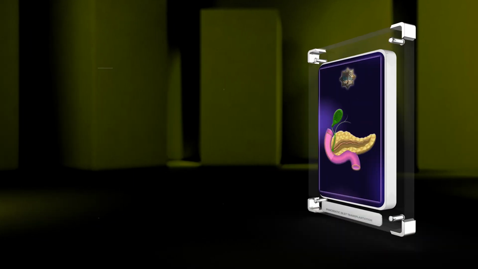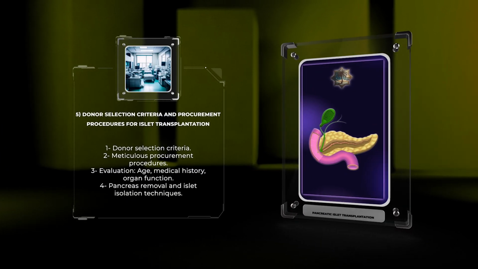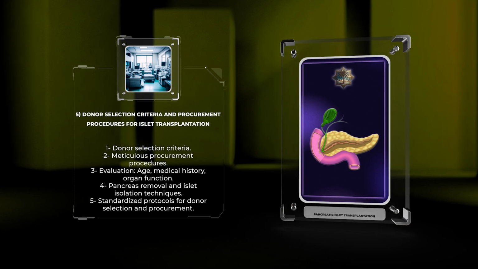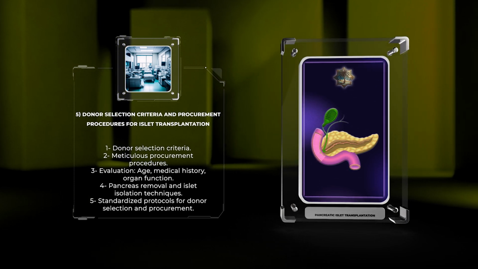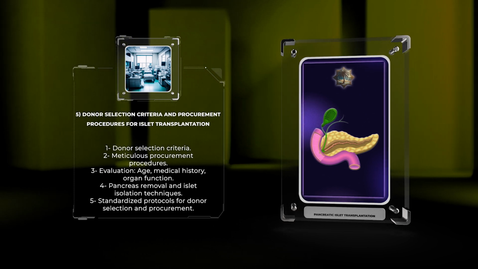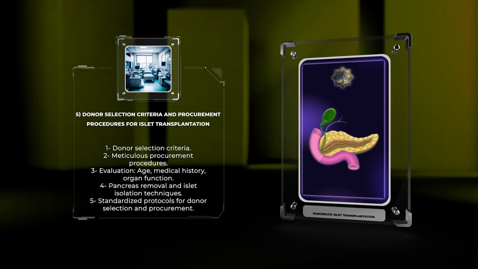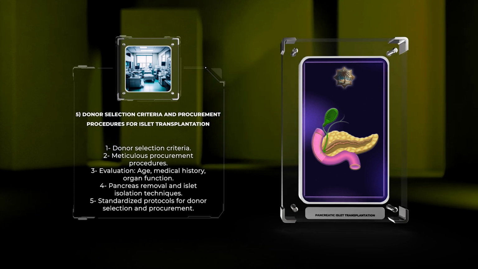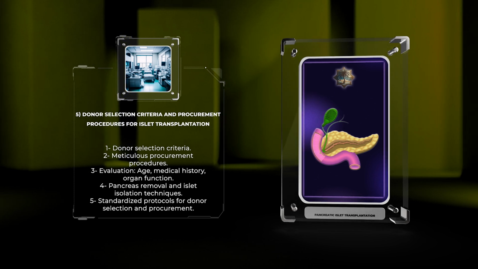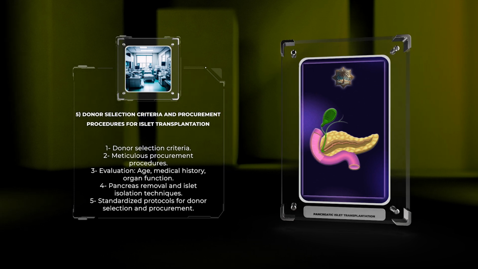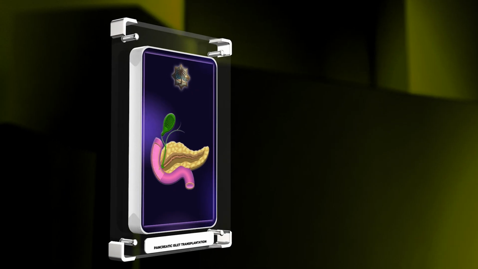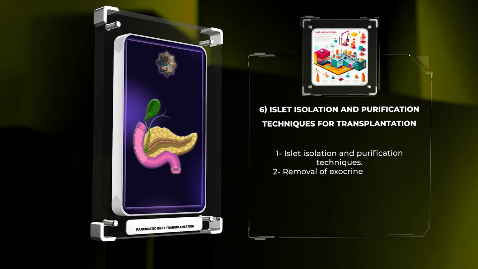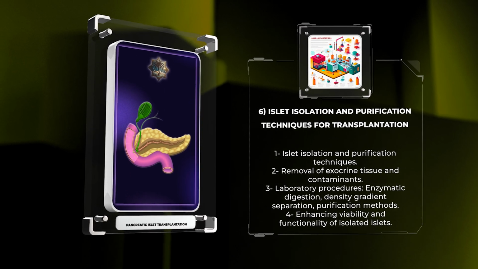To ensure optimal outcomes, stringent donor selection criteria and meticulous procurement procedures are crucial in the field of islet transplantation. Donors must undergo a comprehensive evaluation to assess their suitability for pancreas donation. Factors considered include age, medical history, cause of death, and organ function. The procurement procedure involves surgical removal of the pancreas, followed by specific isolation techniques to collect and purify the islets. Implementing standardized protocols for donor selection and procurement is essential for obtaining high-quality islets for transplantation. In our pursuit of successful islet transplantation, we must delve into the intricacies of islet isolation and purification techniques.